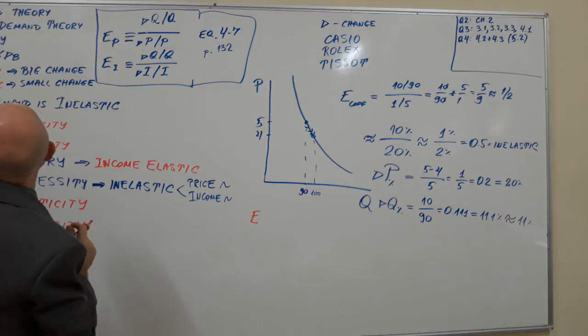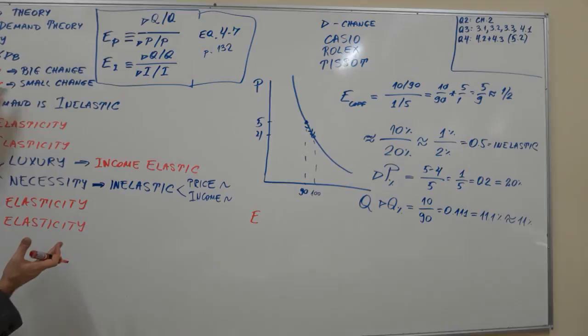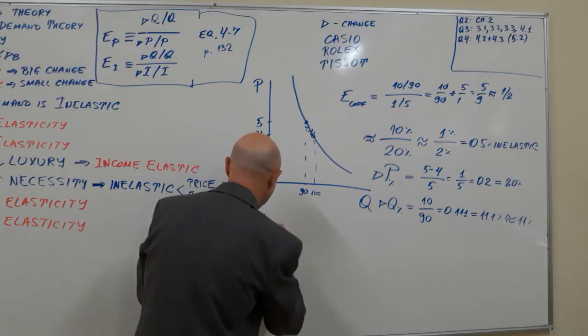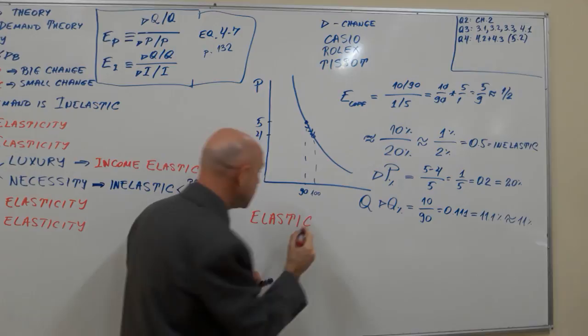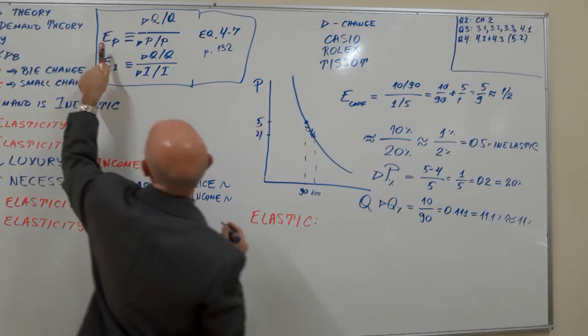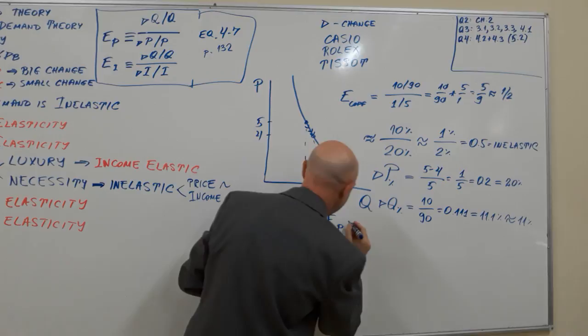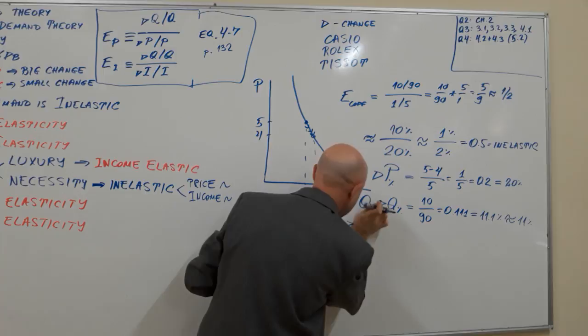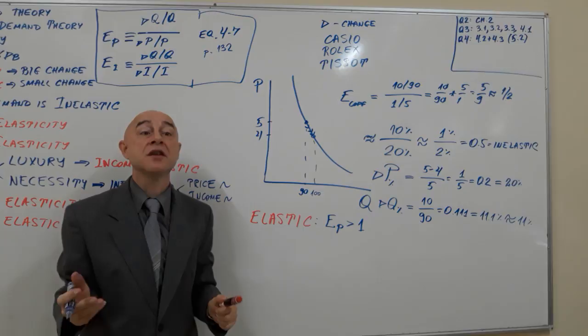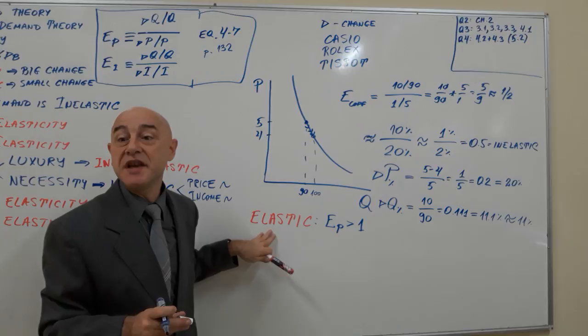You see, I explained here elastic is big change. Well, what does it mean, Nick? And I explained here inelastic is small change. Okay, so definition. Elastic is when the price elasticity EP is greater than one. So when the price elasticity is greater than one, we say that it is price elastic.